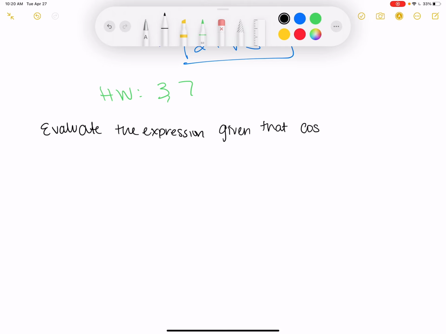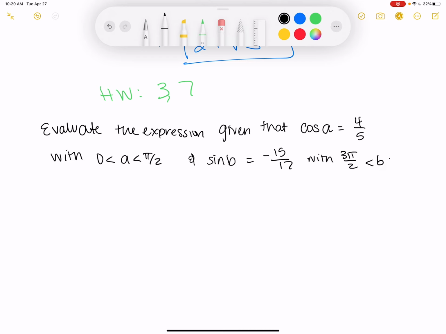The cosine of A is equal to 4 over 5 with 0 less than A less than pi over 2, and sine of B is negative 15 over 17 with 3 pi over 2 less than B less than 2 pi.